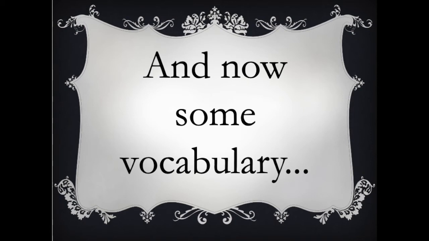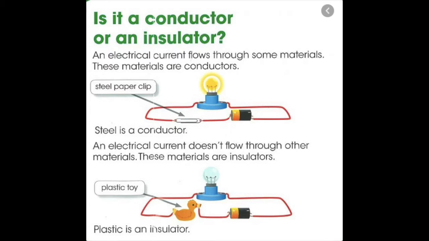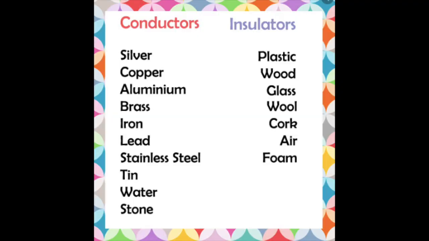And now some vocabulary. Materials can be classified as conductors or insulators. A conductor is something that lets electricity flow through it. An insulator is the opposite. An insulator does not let electricity flow.